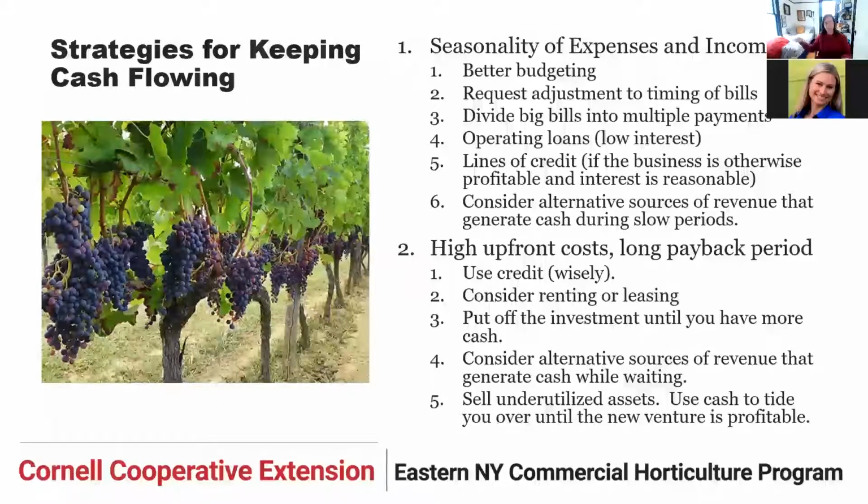And frankly, even once you have something to sell, it's grapes, right? Whereas if you make wine first, you can get the wine faster because you can buy the grapes from somebody else. And the wine's much more profitable. And then that profit that you generate, you can then turn around and start a vineyard because you'll have cash coming in. Alternative sources of revenue that generate cash while you're waiting, or selling underutilized assets and using the cash to tide you over until the new venture is profitable, is another strategy.